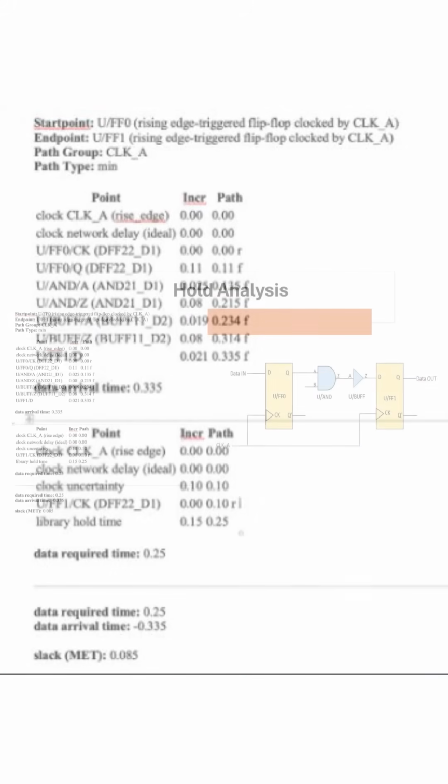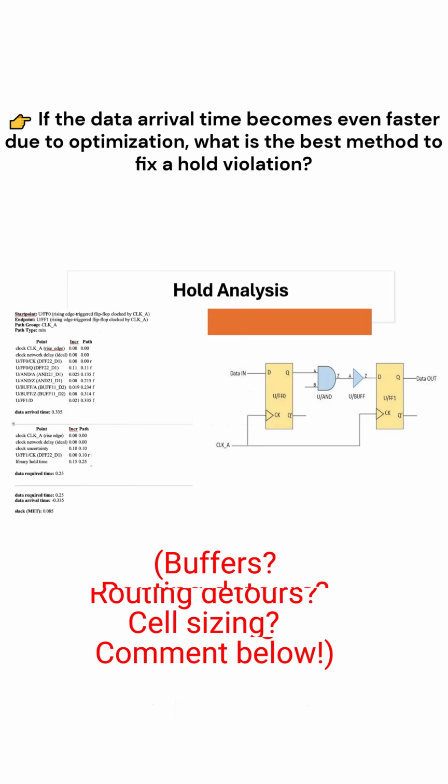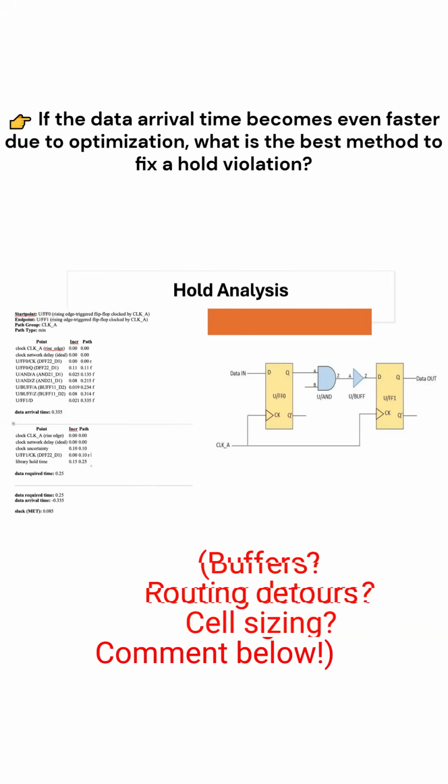If this were negative, we'd need to add delay, for example buffer insertion, to slow down the data path. So think of hold checks like telling data, don't rush. Wait a little before moving to the next flip-flop. Try to explain it this way in an interview.